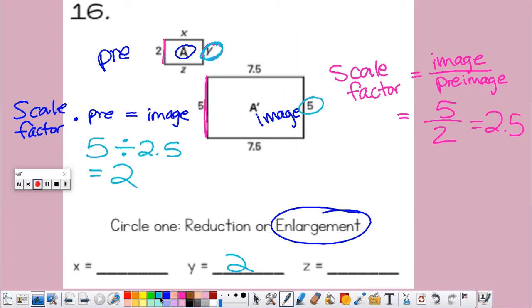Then we're going to do the same thing with 7.5. The orange that I just highlighted, what does that match? Z, this side length right here. So we're going to take 7.5, divide it by 2.5, and that's going to give me 3.